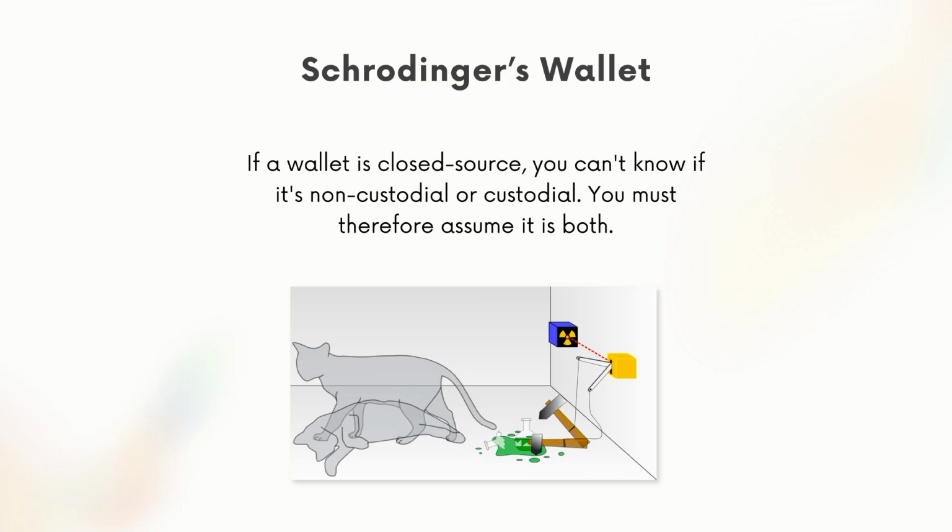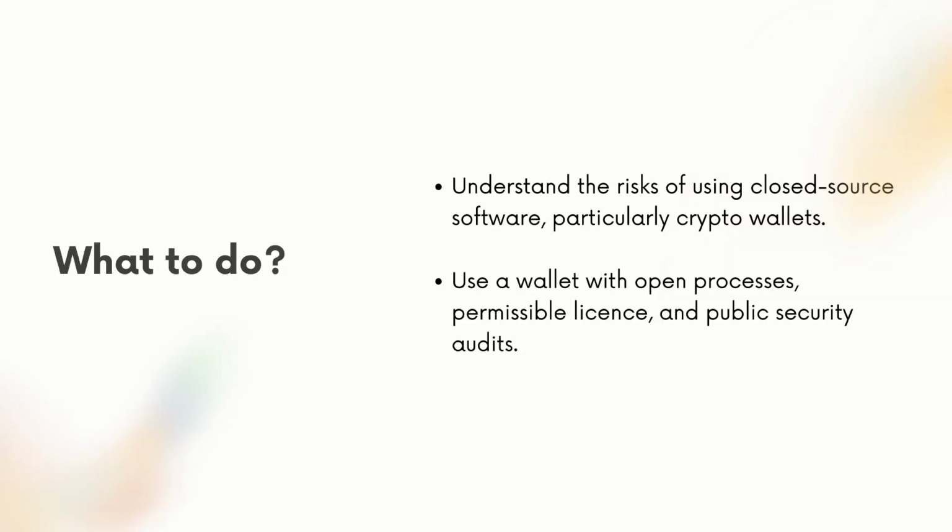So I came up with an idea of Schrodinger's wallet. It's just to provoke you to think that if your wallet is closed source, then you cannot really know if it's custodial or non-custodial, so you should assume that it's both. Rather, I would say you should assume that it's custodial, but yeah, you get the point. So what should you do?